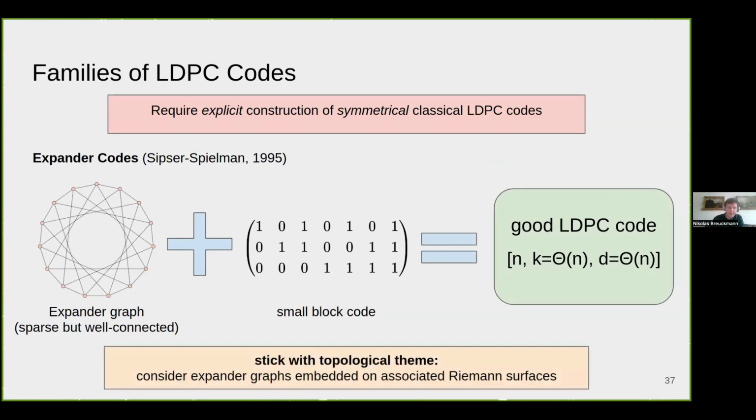There's a very nice background to this, which I won't have the time to go into. But these expander graphs, especially the ones that we will consider, come associated with a Riemann surface. So we can always think of these as two-dimensional, embedded on two-dimensional Riemann surfaces.